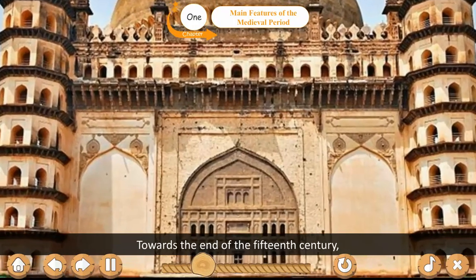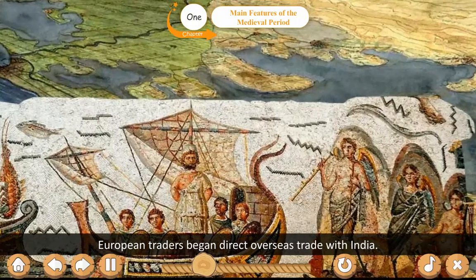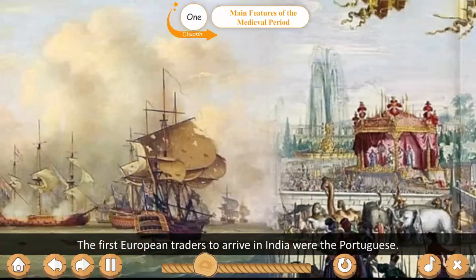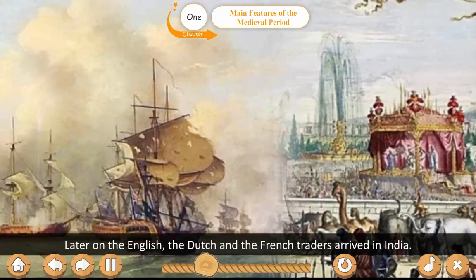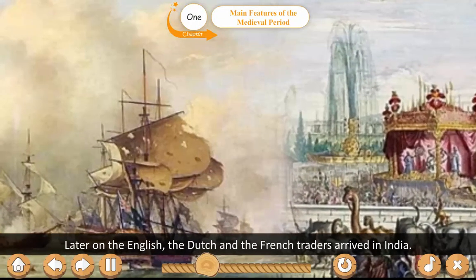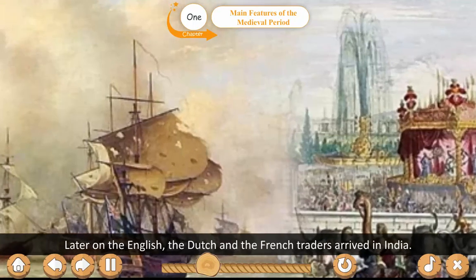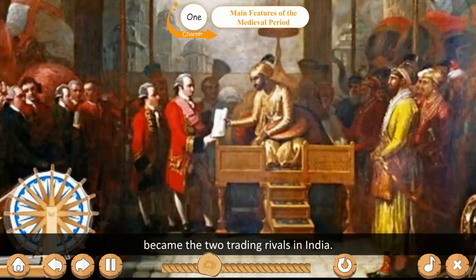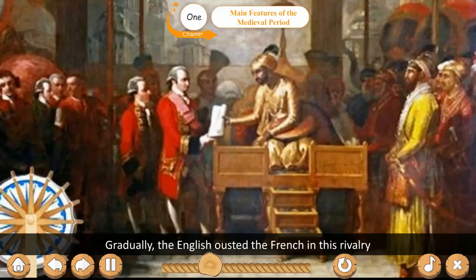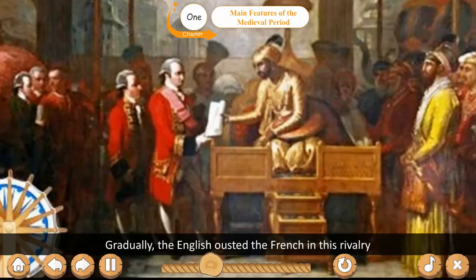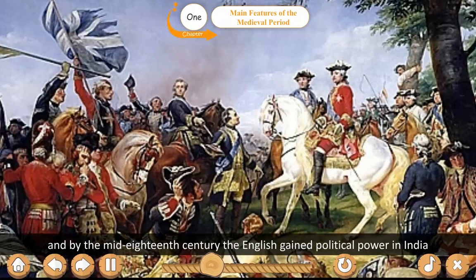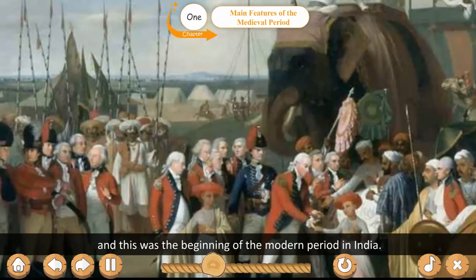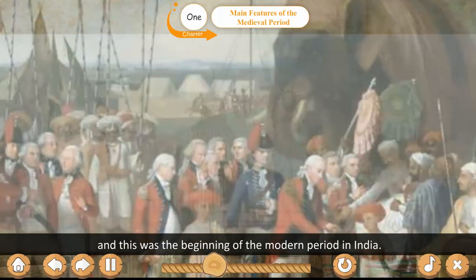Towards the end of the 15th century, European traders began direct overseas trade with India. The first European traders to arrive in India were the Portuguese. Later on, the English, the Dutch, and the French traders arrived in India. By the mid-17th century, the French and English became the two trading rivals in India. Gradually, the English outstripped the French in this rivalry, and by the mid-18th century, the English gained political power in India, and this was the beginning of the modern period in India.